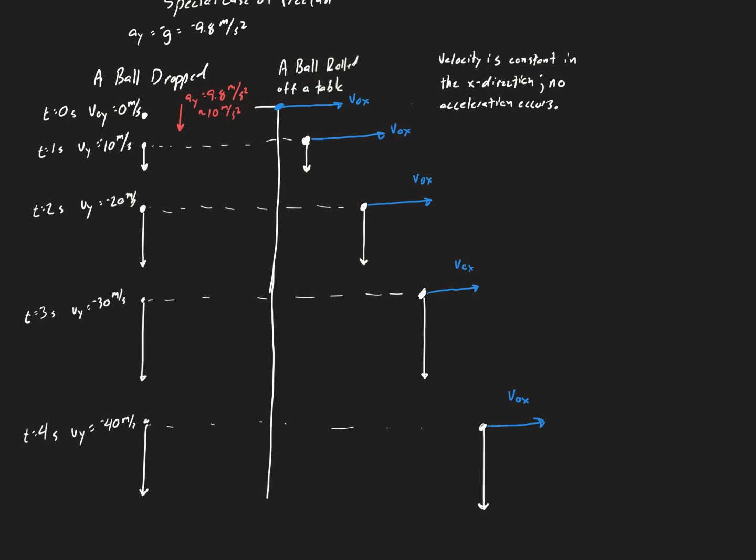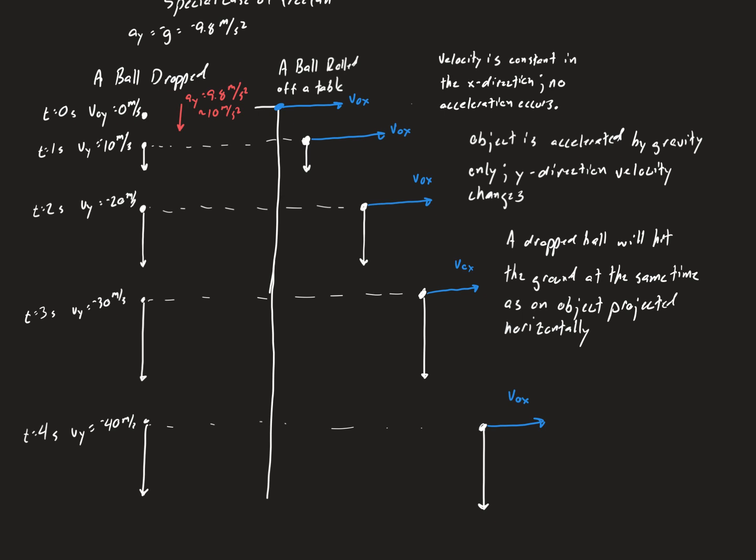Another thing that's very interesting, something Galileo pointed out several hundred years ago, is that a dropped ball will hit the ground at the same time as an object projected horizontally. And once again, projected simply means thrown that way. It means thrown in a direction. So projected horizontally means rolled horizontally off the table like this ball is doing.